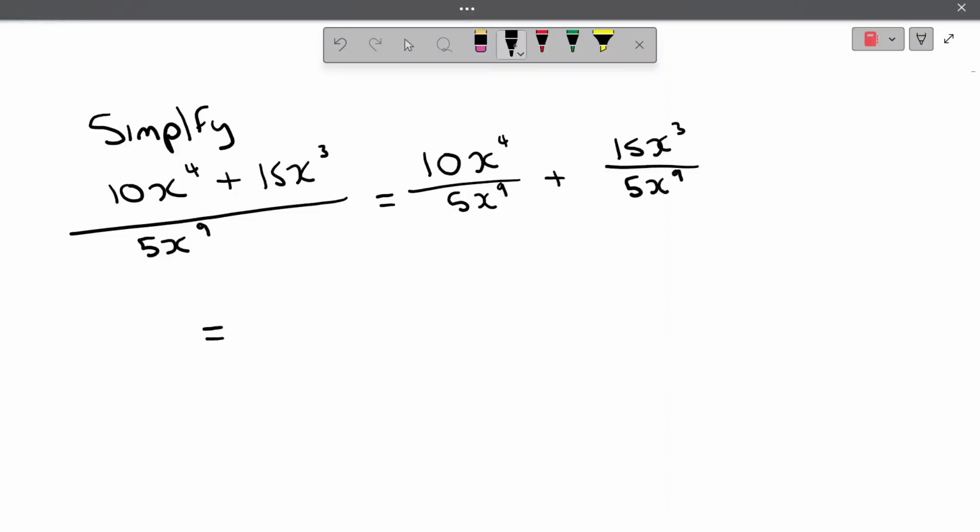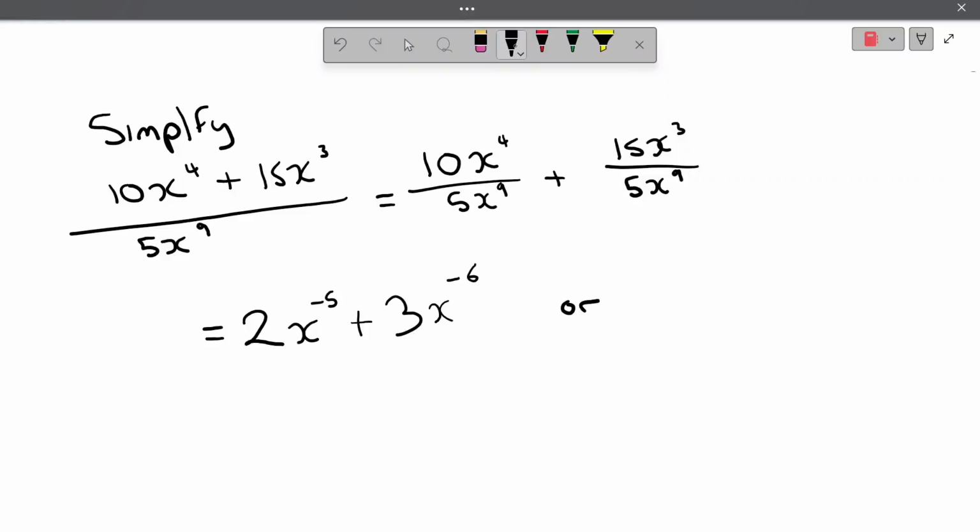Then we use our index laws, which is to do with all the indices, like I said a couple of exercises ago. And we do 10 divided by 5 is 2. X to the 4 divided by x to the 9. Well, what we do here with division is we subtract. So 4 minus 9 is minus 5. And I prefer just having negative indices rather than fractions. Plus 15 divided by 5 is 3. And then 3 minus 9 in terms of our powers is minus 6. You have x to the minus 6. And that is a better way to write it.